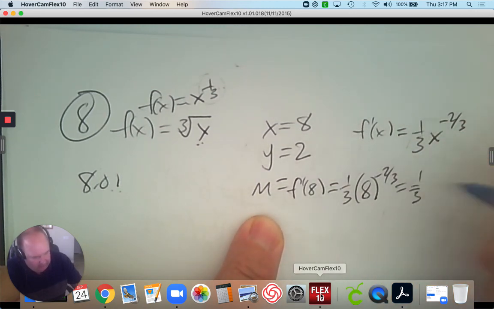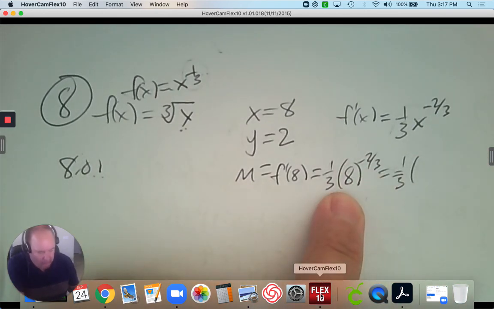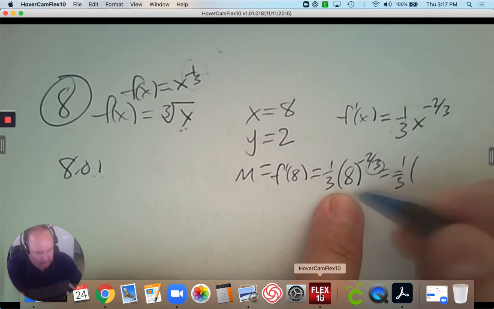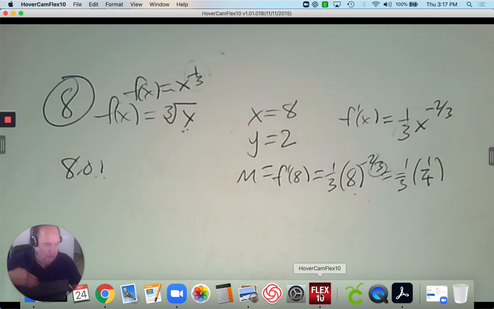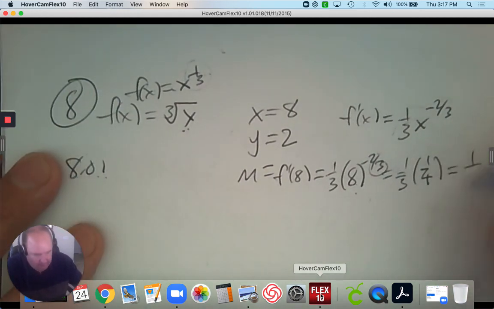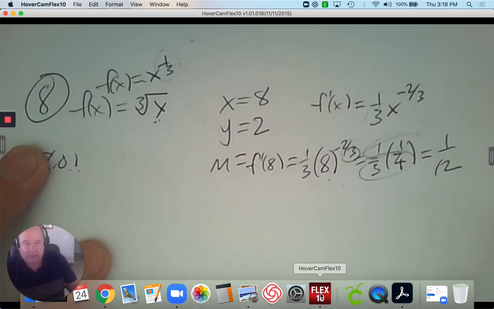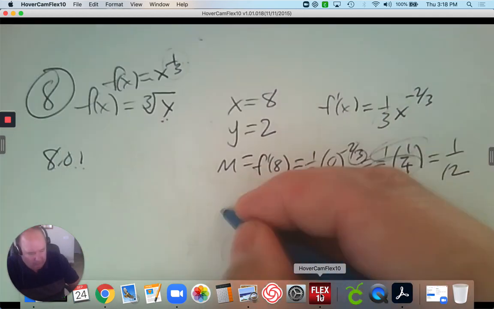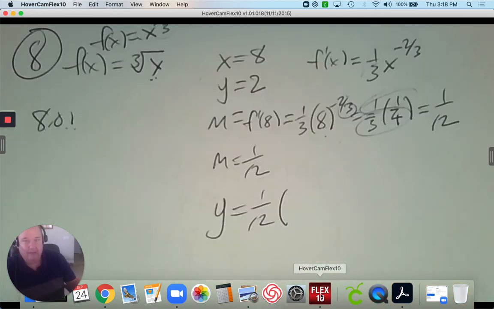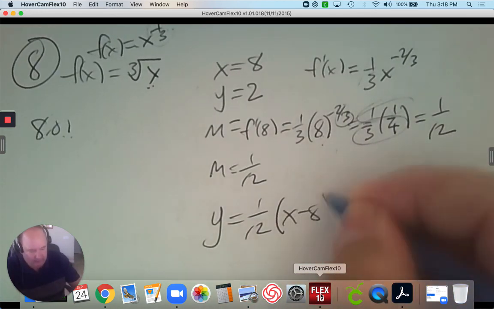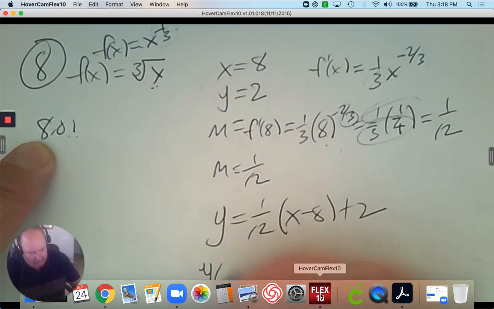So if I did that, understand the cube root of 8 is 2. The cube root of 8 is 2, and 2 squared is 4. But the negative exponent makes it 1/4. So if I multiply it together, I get 1/12 by multiplying the tops and bottoms. So the slope here is 1/12. So now the equation of the tangent line is 1/12 times x subtract 8, plus 2. And now I can use 8.01.